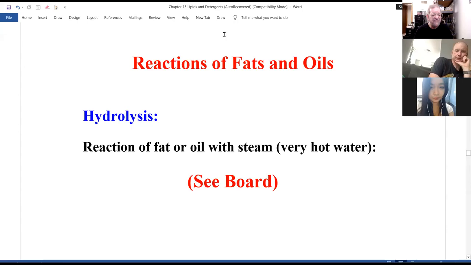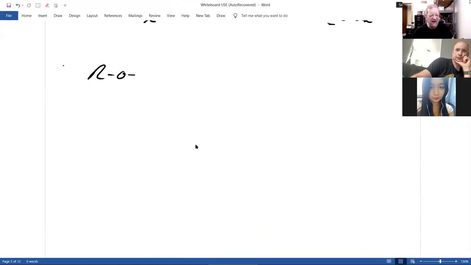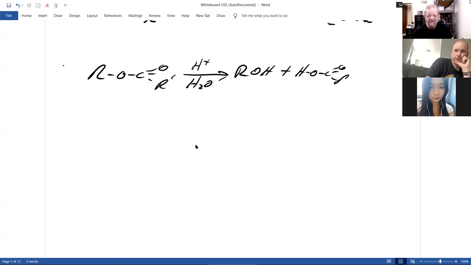Now, there's a reaction I like to talk about that's similar to acid hydrolysis of an ester. This is called hydrolysis of an ester, or as we call it, splitting an ester. Now, when you take an ester, and I'll write it backwards like an oil chemist would, and add acid and water, you get the alcohol plus the carboxylic acids, nothing new.